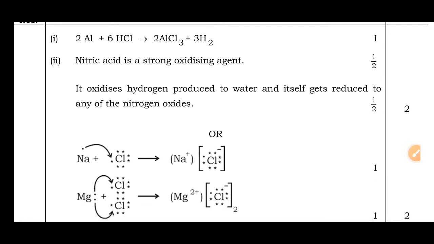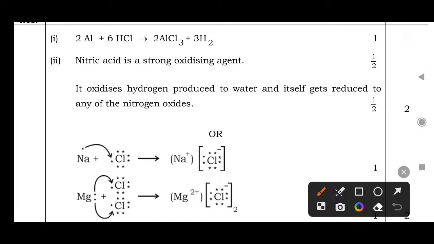First question, aluminium reacts with hydrochloric acid. It gives aluminium chloride with liberation of hydrogen. Al reacts with hydrochloric acid HCl. What does it give? It gives aluminium chloride AlCl3 with liberation of hydrogen gas. It requires balancing. How to balance?